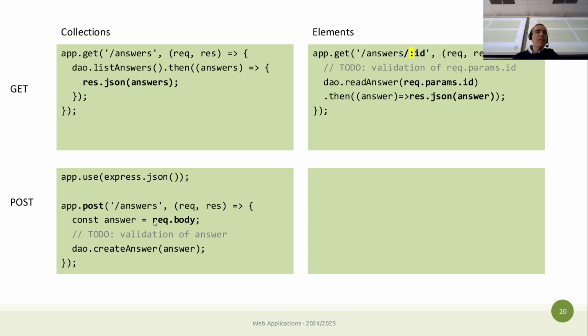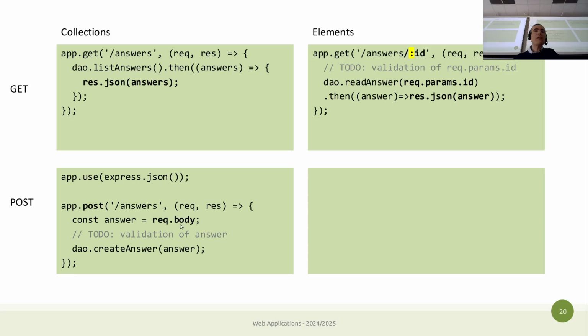Then there's the callback to be called. Const answer, we take from the body the content, and then we go to the database and we perform an operation that inserts information. Here, it will not be a select. It will be an insert: insert into answers values, whatever, title, question, etc. What's the point here? req.body.